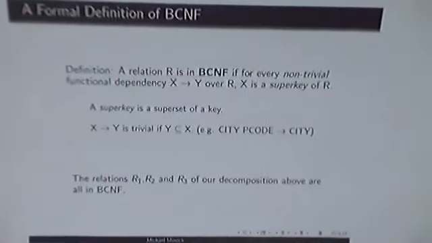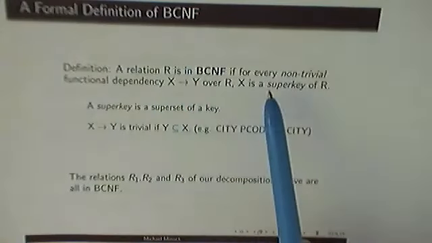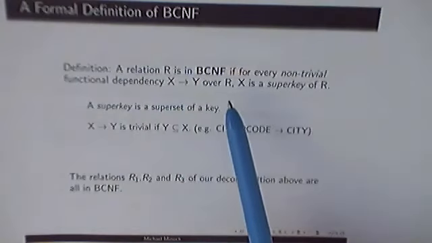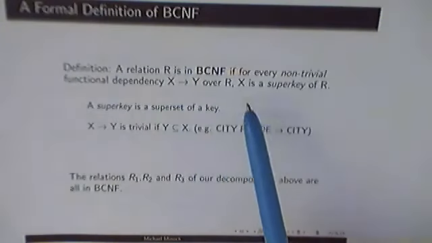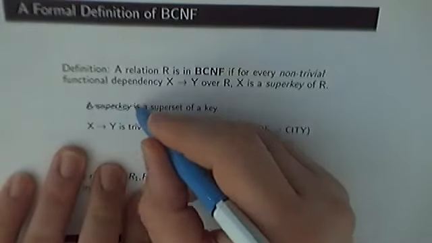So we're going to deal with the definition of BCNF. A relation R is in BCNF if for every non-trivial functional dependency X goes to Y over R, X is a super key of R. I got a typo there.